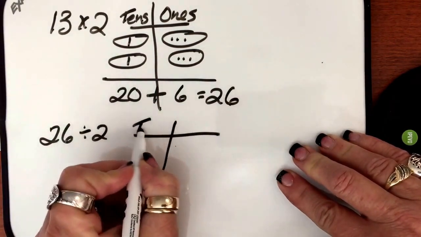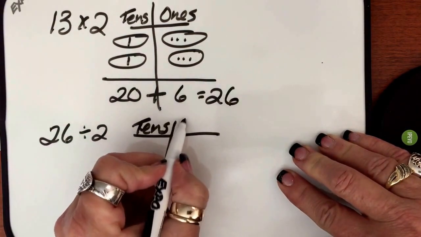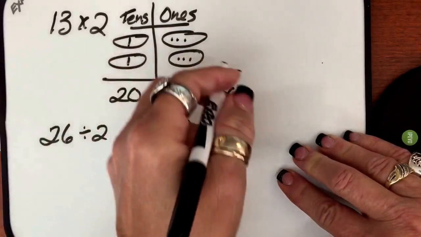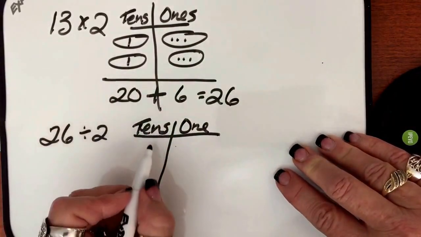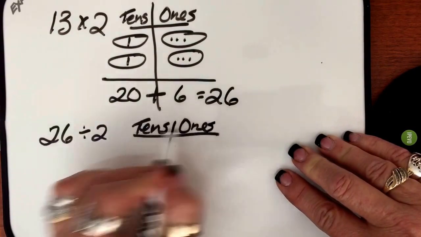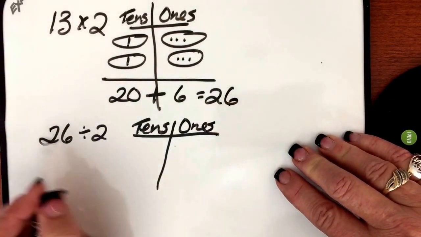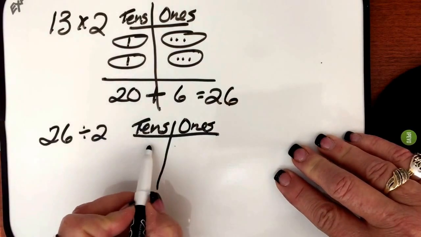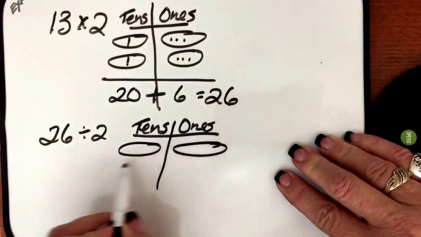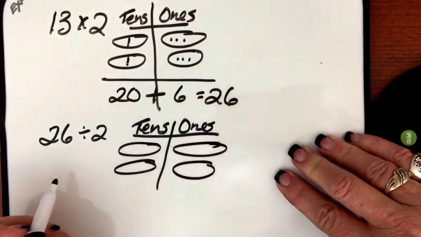So here are the tens and here are the ones, base 10 blocks. That's what I was trying to think of. Sorry, it just came to me. So here's the tens and here's the ones, or units, whichever way you want to call it. So now, whatever we're doing, we're dividing it by 2. So again, we're going to look at there's 1 and there's 2. We're dividing it by 2.